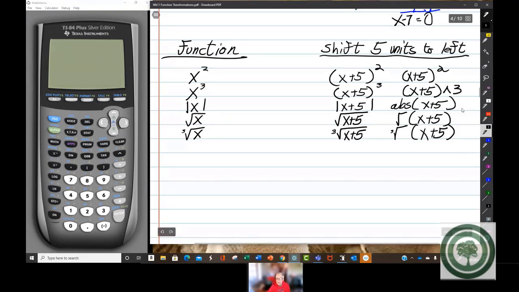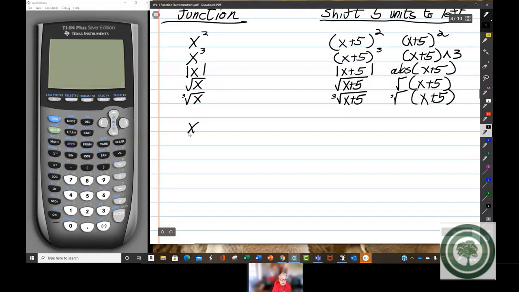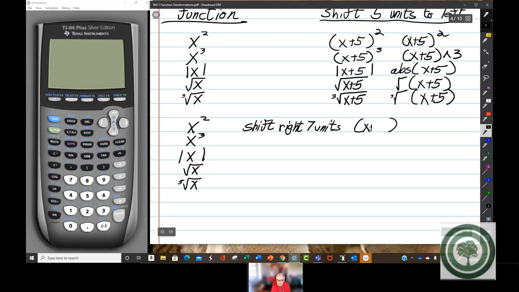And let's just say it explicitly so you can be reading these when you get home. X squared, x cubed, absolute value of x, square root of x, cube root of x. If we want to shift right 7 units, that'll be parentheses x plus 7 squared. X plus 7 cubed. Absolute value of x plus 7. Notice it's the function itself that's getting altered. I need to tell you what that's called in a minute.